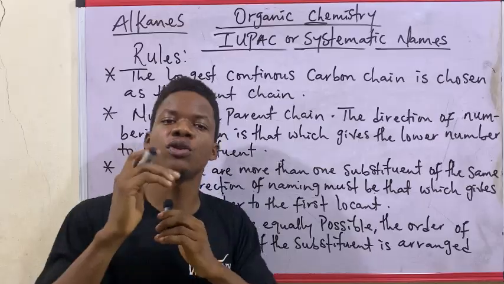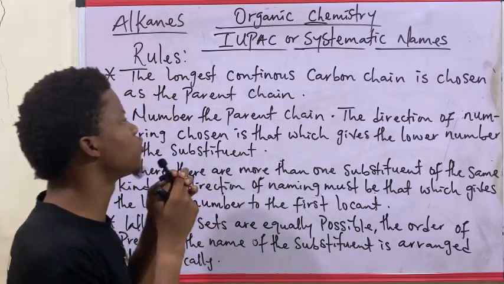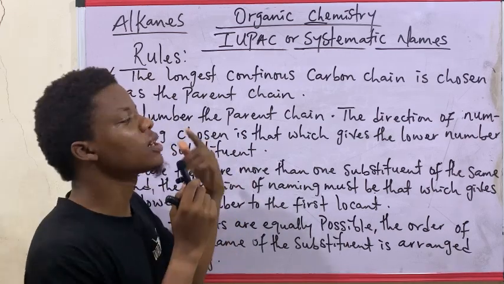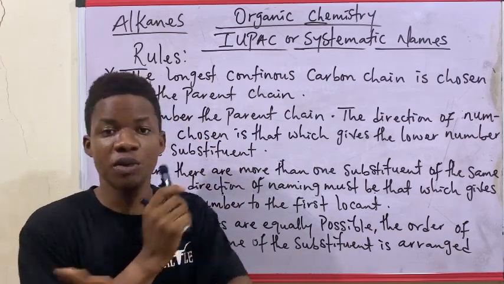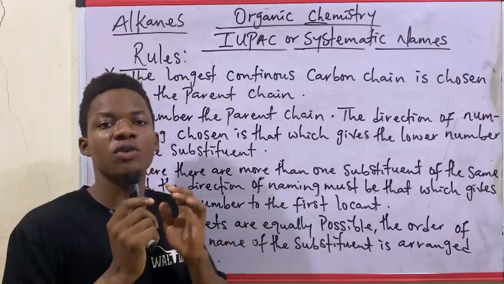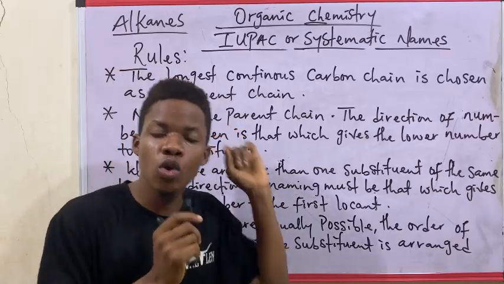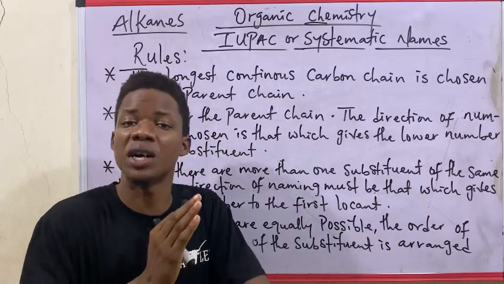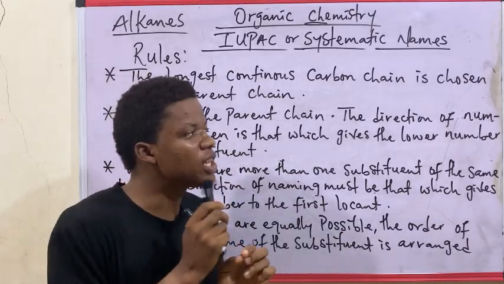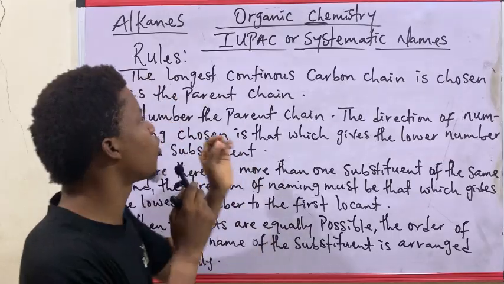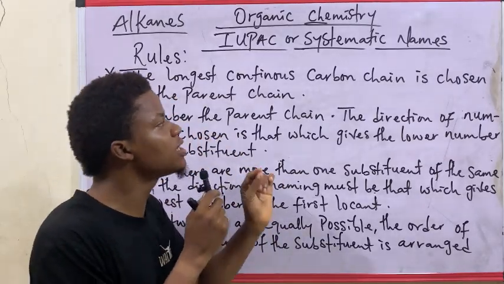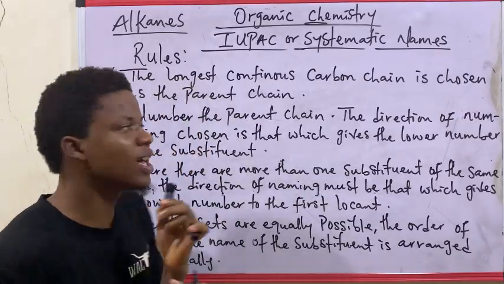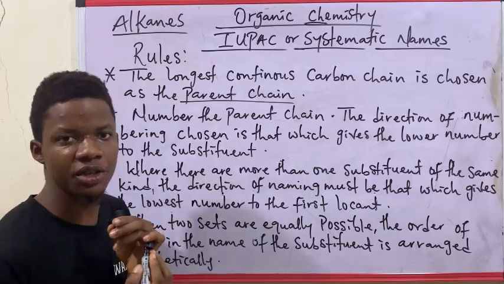So please, I want to state this: if you miss rule one, failure to identify the longest continuous carbon chain, you've already failed naming the compound. If you cannot properly identify the longest continuous chain, you have literally failed the compound. You cannot name it. So the first thing you need to do is properly and correctly identify the longest continuous carbon chain. That longest continuous carbon chain is now taken to be what? The parent chain.